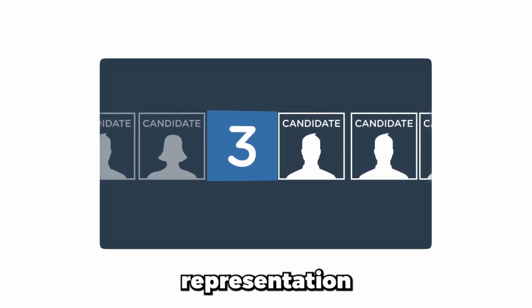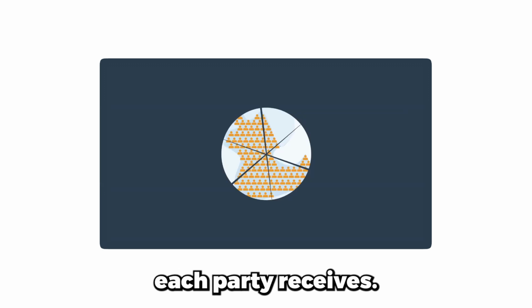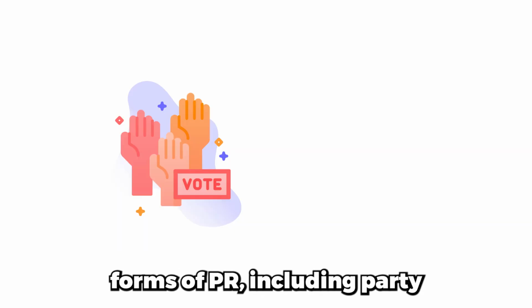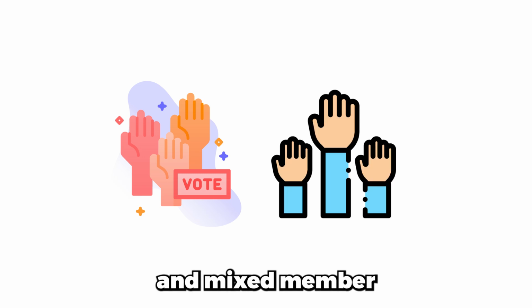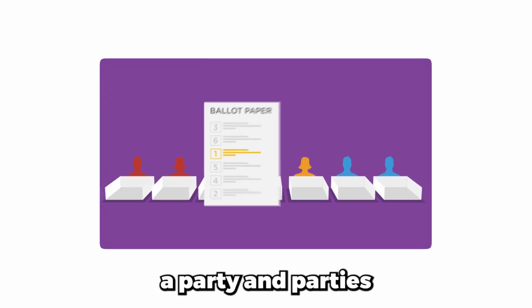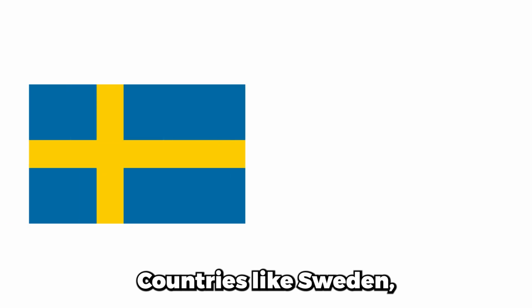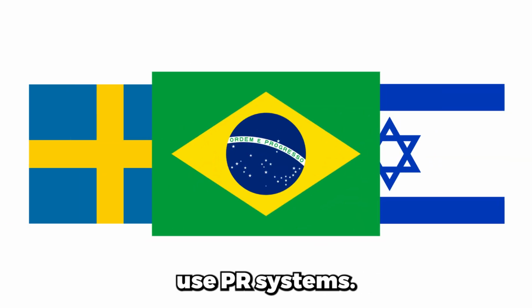Proportional representation. Proportional representation aims to allocate seats in proportion to the number of votes each party receives. There are various forms of PR, including party list PR and mixed member PR. In party list PR, voters select a party, and parties receive seats based on their share of the vote. Countries like Sweden, Israel, and Brazil use PR systems.